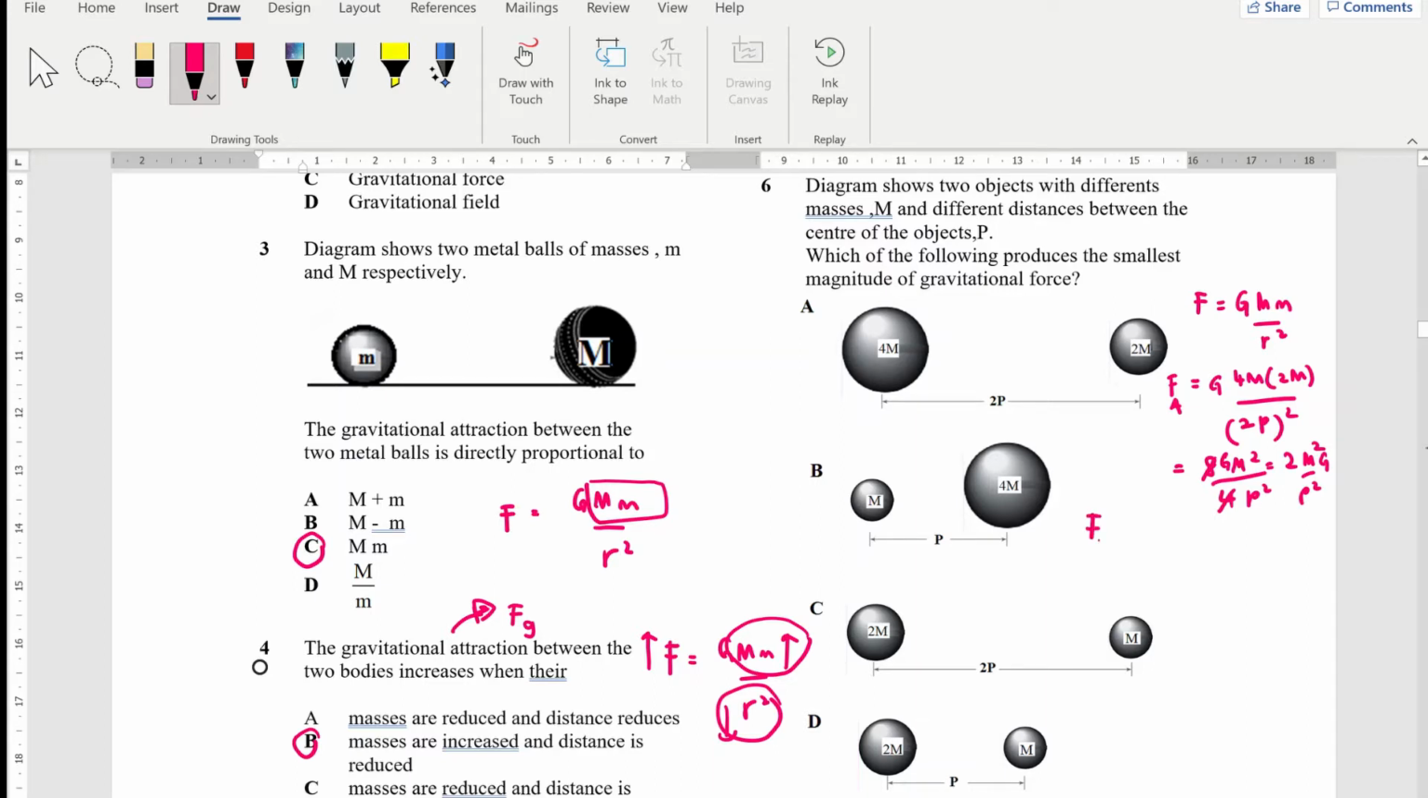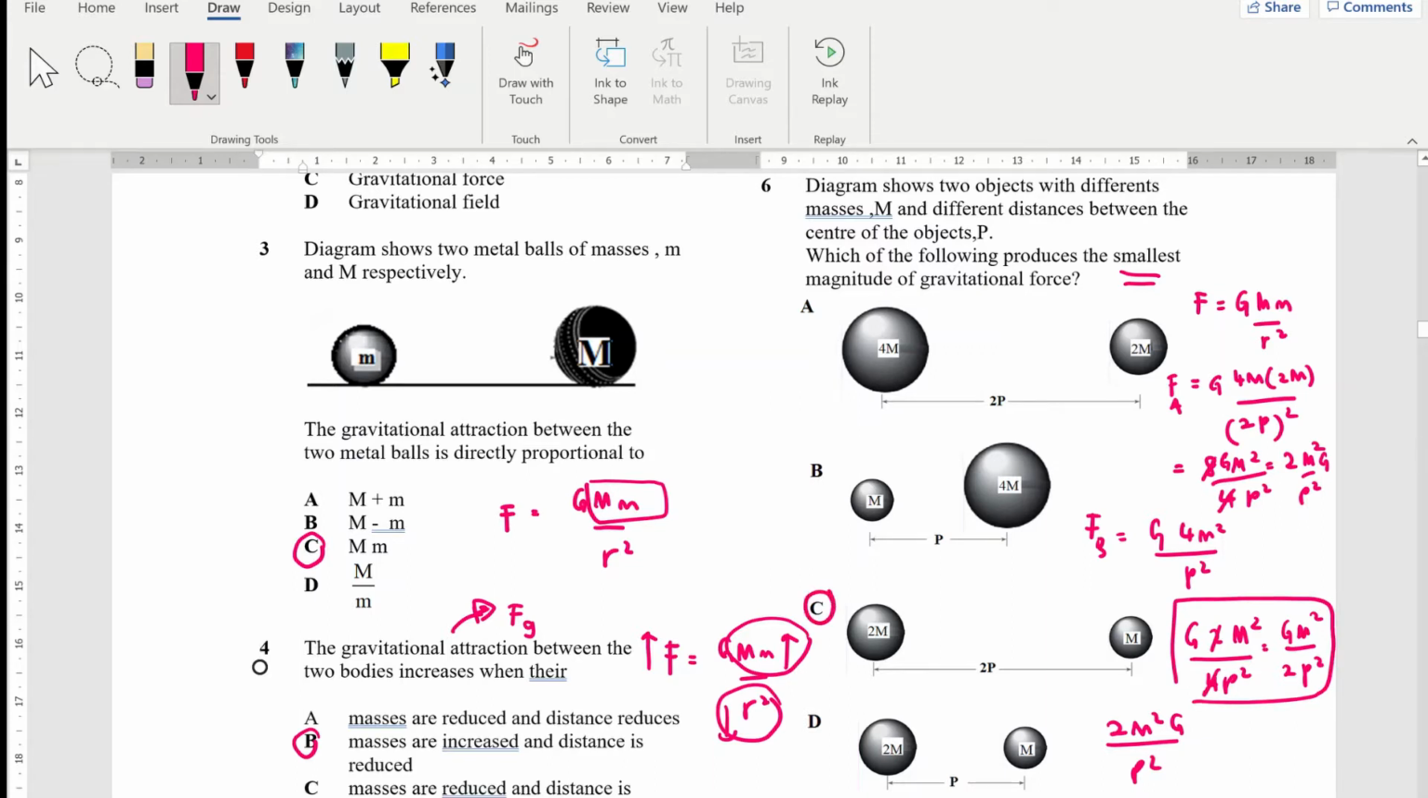FB pula, G 4m squared over p squared. Yang ni G 2m squared over 4p squared. So kita akan dapat G m squared over 2p squared. And then for D, 2m squared G over p squared. Okay, dia nak the smallest. Jadi the smallest of course lah this one. Okay, sebab dia half je. So jawapan dia C.